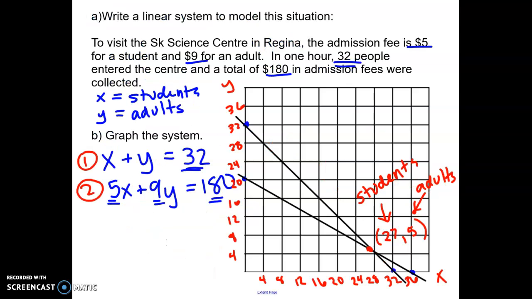So then we can just plot our intercepts and find where our two graphs cross. Where they cross is at 27 and 5. So that means 27 students entered the Science Center and 5 adults. If you would check by plugging them in for your x's and y's, sorry, 27 and 5, both of your equations should work out as well.